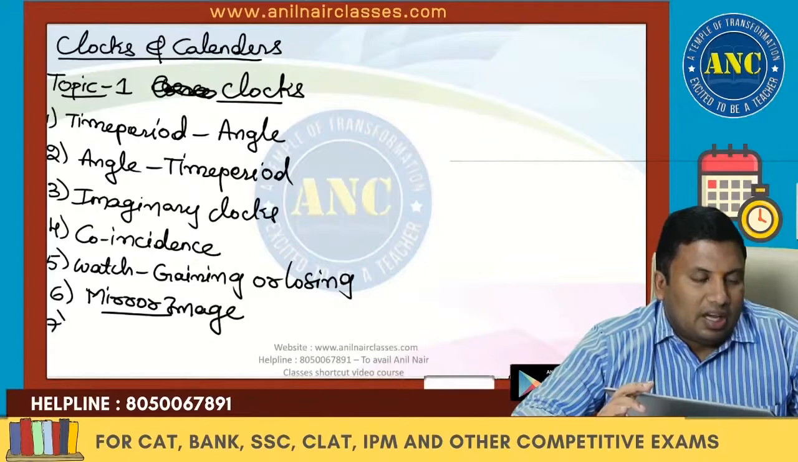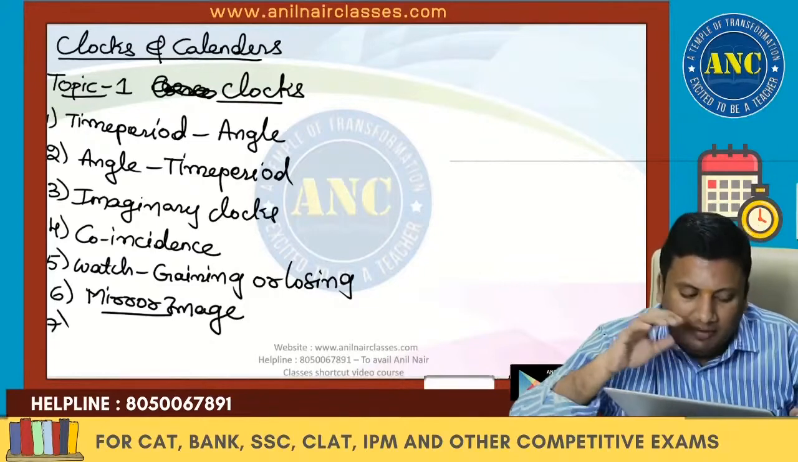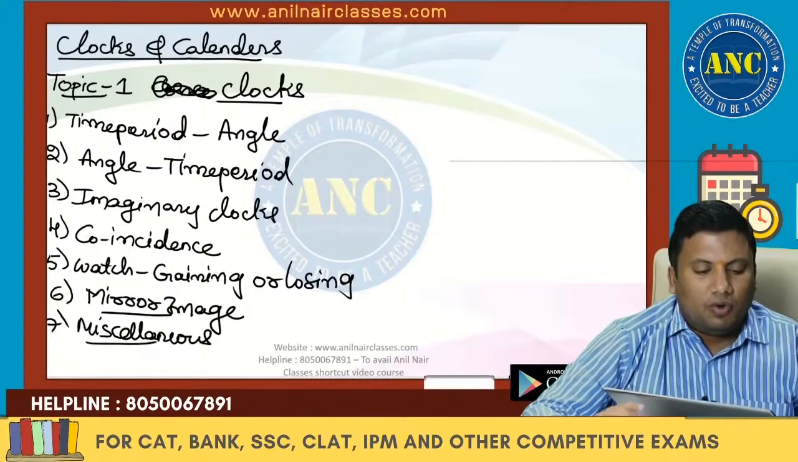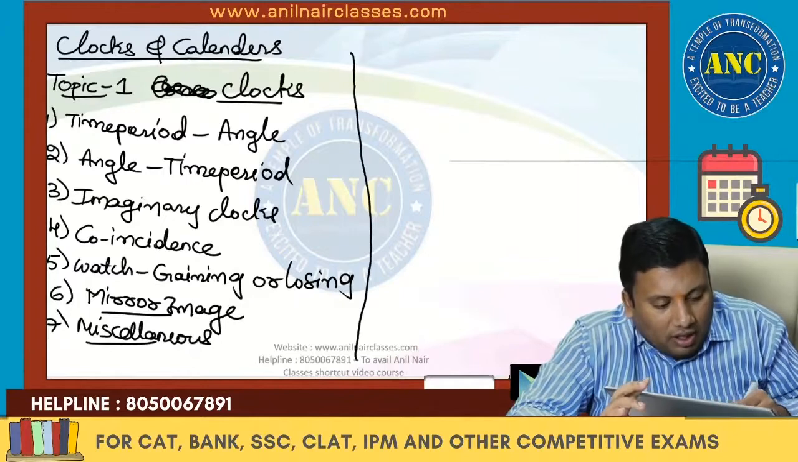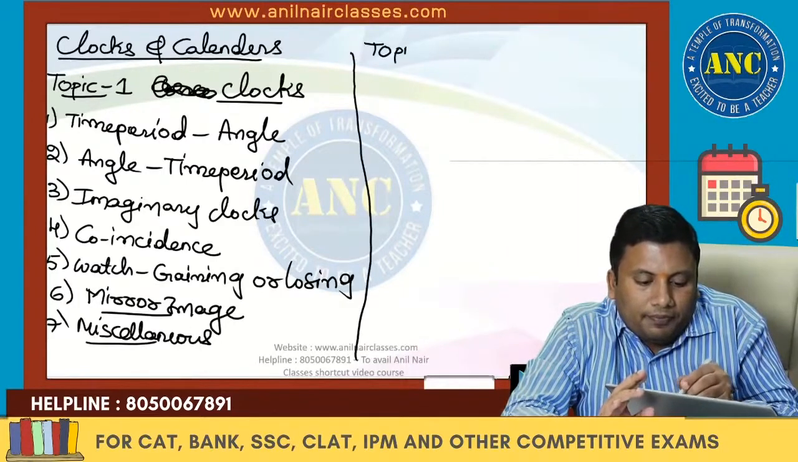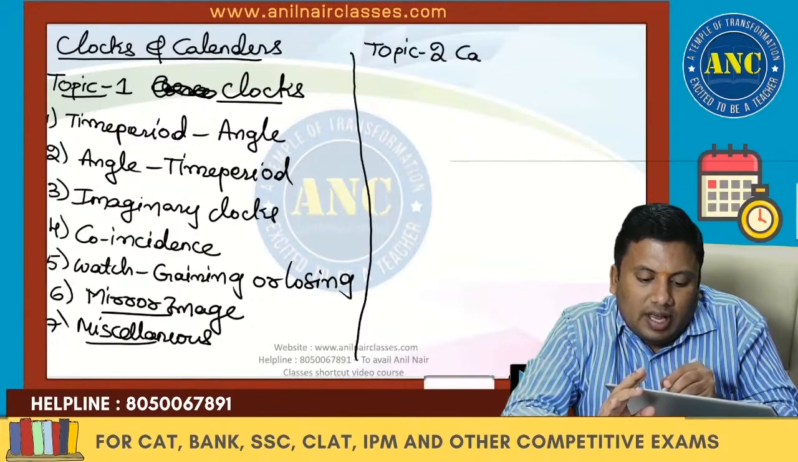Next is, if 10 minutes is extra added and everything, these miscellaneous problems. Once you understand the first 6 key points, the 7th one you can do orally. This is topic 1, clocks. All the concepts we will discuss. Topic number 2, which is calendars.